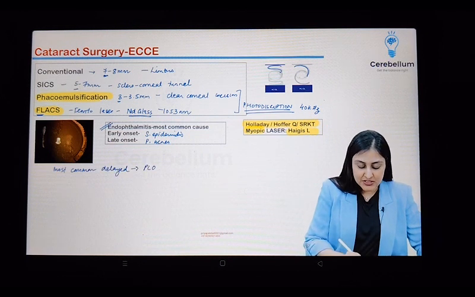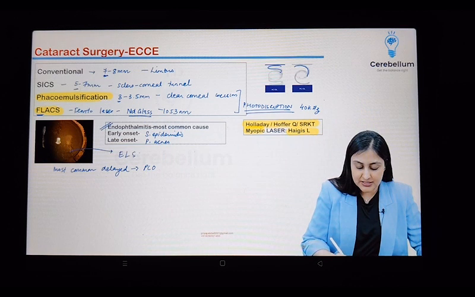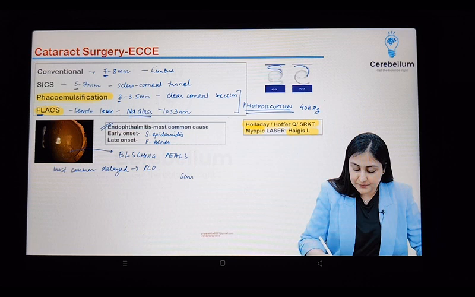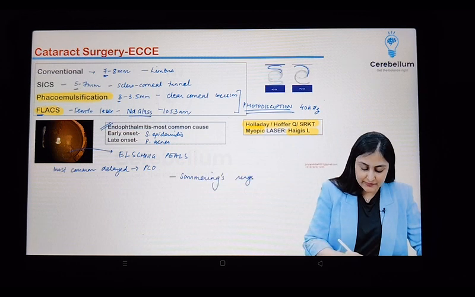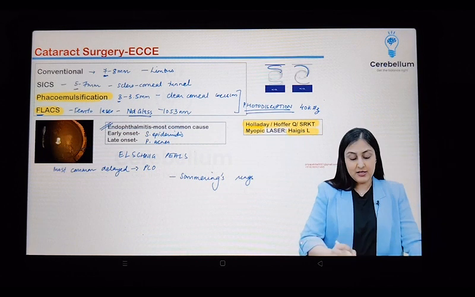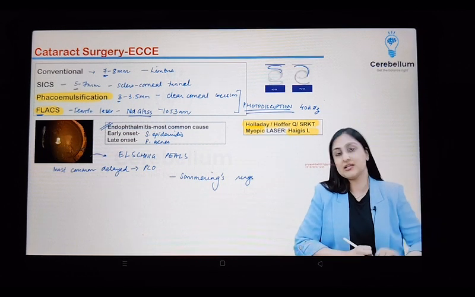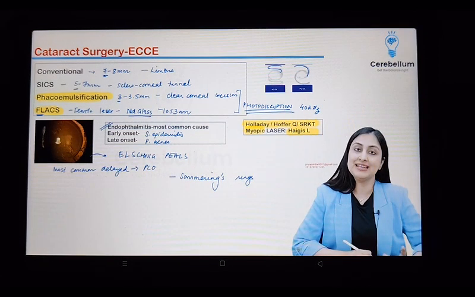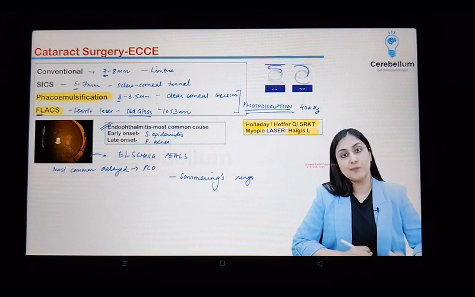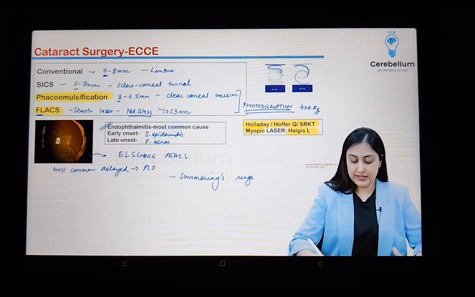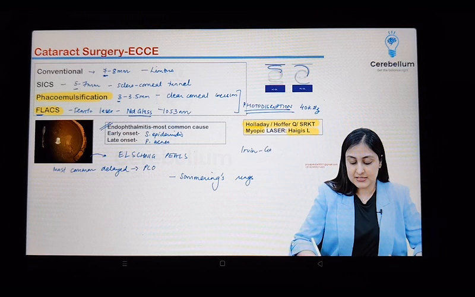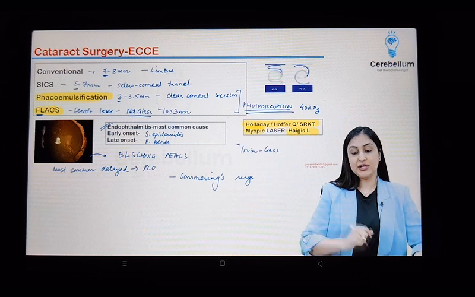That could be in two forms. This image-based question has come earlier. This is Elschnig's pearls. The other one could be Soemmering's ring. So these are two things that you want to remember when you see something pearly like this. These are Elschnig pearls. So these are the complications. I've already talked about Irvine-Gass syndrome, which is also a delayed complication wherein you have cystoid macular edema. So you want to remember Irvine-Gass as well. So this is about cataract.